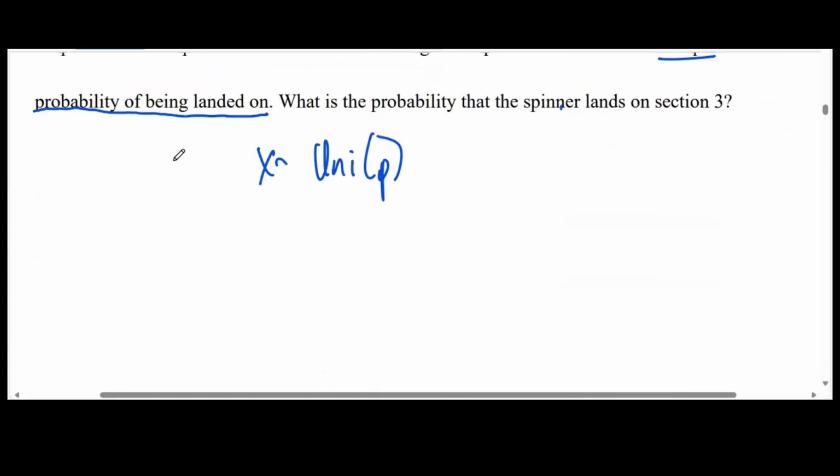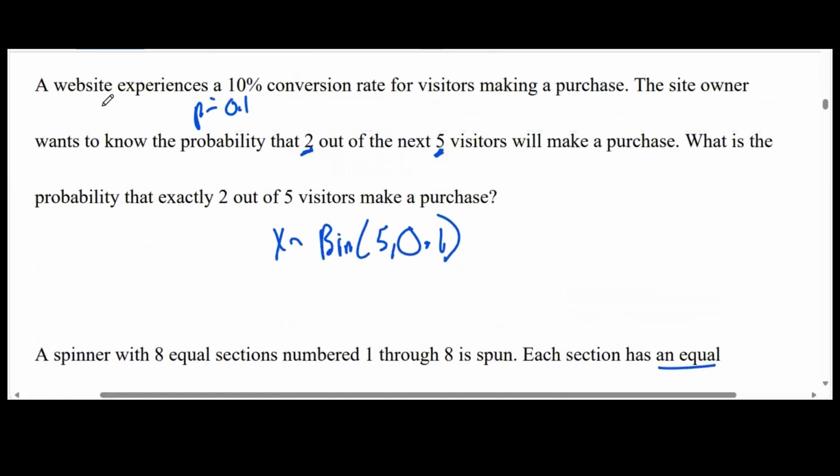Binomial on one side. Let's see if it has a next one. So a website experiences a 10% conversion rate. The site owner wants to know the probability that 2 out of the next 5 will make a purchase. 2 out of 5. That is binomial, when you want something out of a fixed total. So you have a fixed total, and you have an amount of that fixed total.